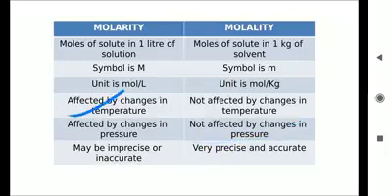So dependence on temperature and pressure makes molarity imprecise or inaccurate. It may be imprecise or inaccurate if there is a change in temperature or pressure. But molality will be very precise and accurate. Even if there is a change in temperature or pressure, it will remain precise and accurate.